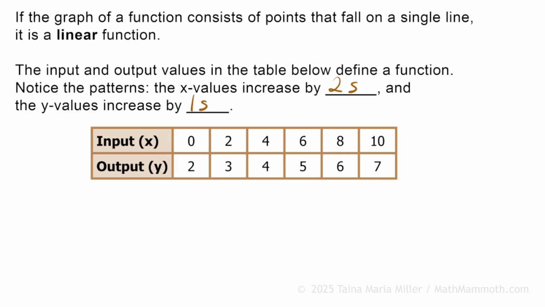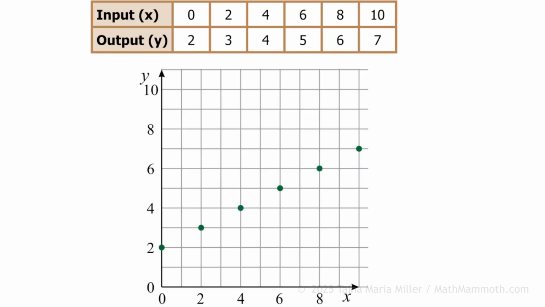Now I'll show you the graph. And here's the graph of this function. We have (0, 2), (2, 3), (4, 4), and so on. The points fall as if on a line. It is a linear function. And now we're going to look at the rate of change for this function.